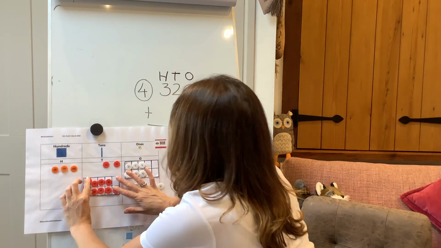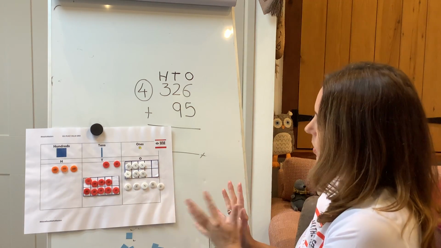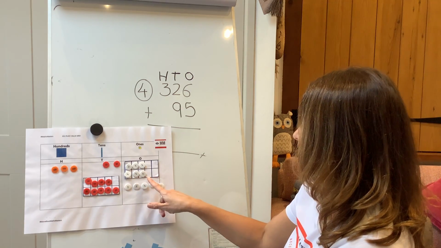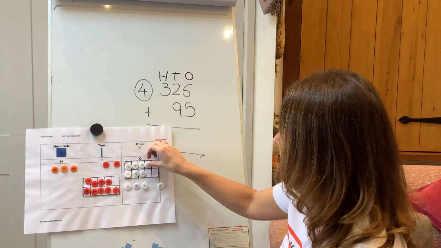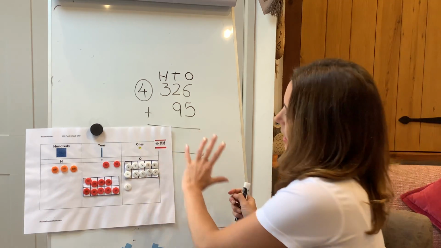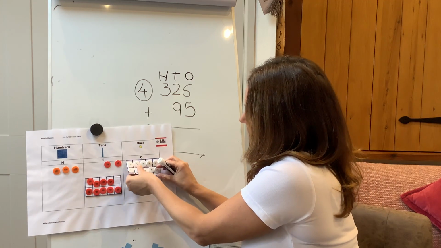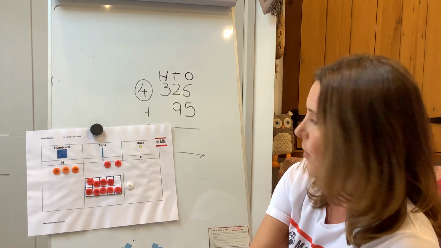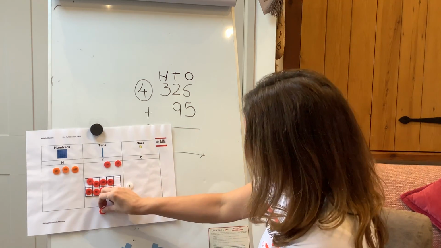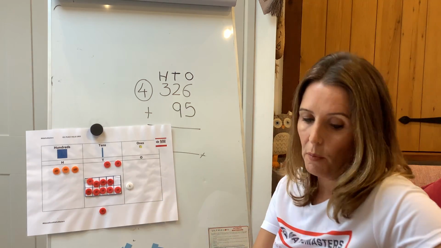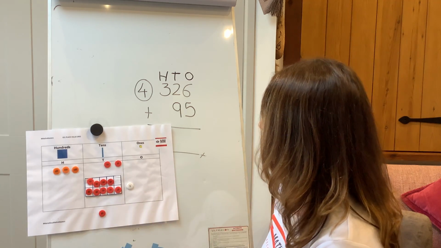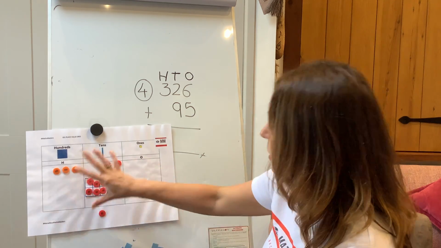Okay. So now I'm going to look, do I need to do any regrouping and exchanging? So we've got 6 ones and 5 ones. Well, I can see here when I put those ones together, that is going to make a 10. So I'm going to exchange those 10 ones for a 10, like that. So there's 10 ones I've replaced with a 10. So I'm going to place that there, and then I can add up what I've got here.